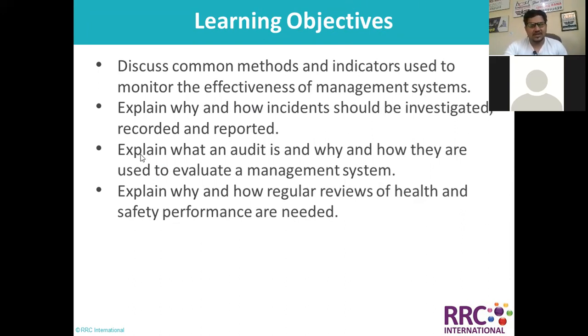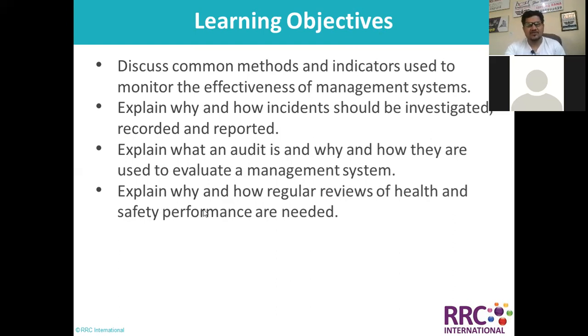Then the second learning objective is to explain why and how indicators should be investigated, recorded and reported. Then, explain what an audit is and why and how audits are used to evaluate a management system. Now, we have internal audits, second party audits from our customer side, and third party audits also. And you can consider your daily safety inspections as a kind of daily audit, in other words, because they will also give you observations or opportunities for improvement.